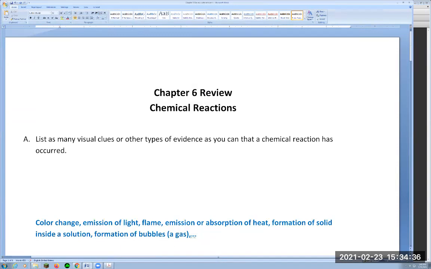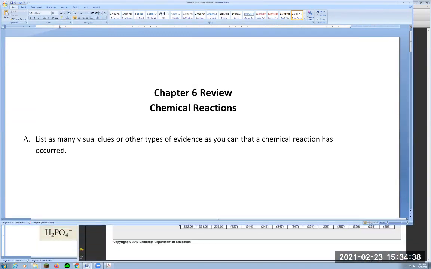The review is starting with question, and they are not ordered by numbers. It's letters this time. The first question is A, list as many visual clues or other types of evidence as you can that a chemical reaction has occurred. So here, I'm not asking for examples, but more general clues, visual clues, or types of evidence, that tells you that a chemical reaction has occurred.